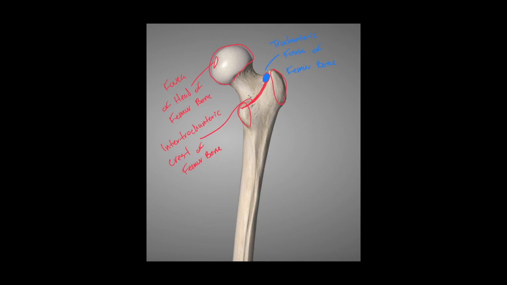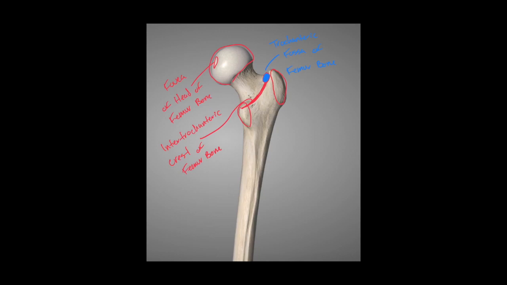So on the anterior aspect, we have the intertrochanteric line of the femur bone, and then the posterior aspect connecting the two trochanters is the lip called the intertrochanteric crest of the femur bone. So just remember the lines on the anterior aspect, and then the posterior aspect is the crest.